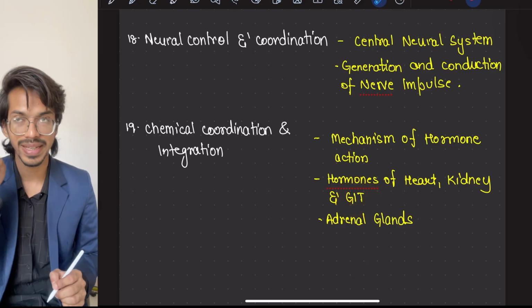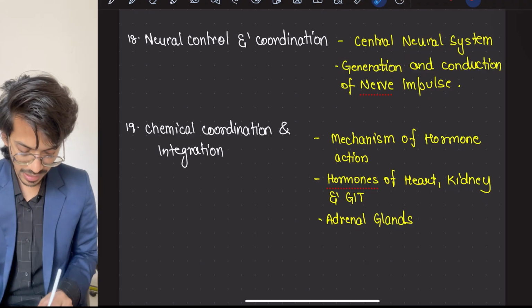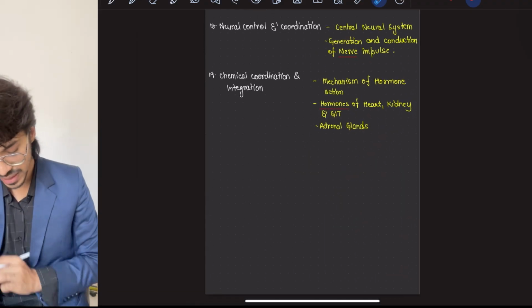Okay, that you have to remember: gastrin, secretin, GIP and CCK. Okay, then adrenal glands are the most important of your 11th class.